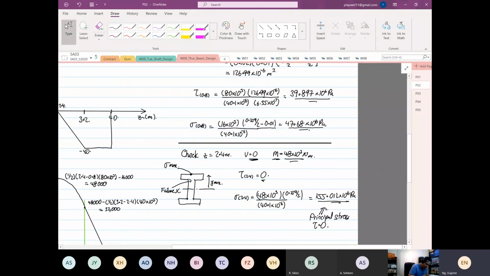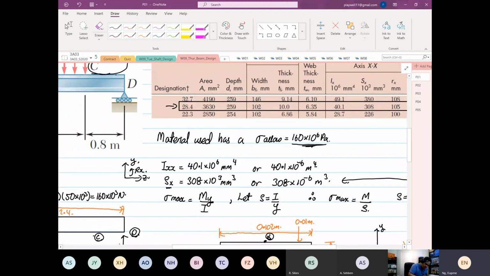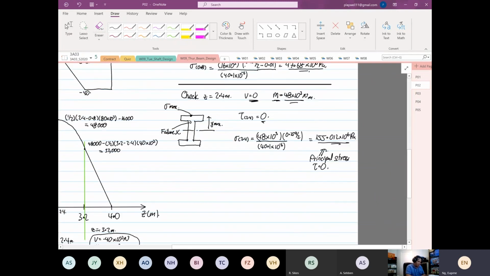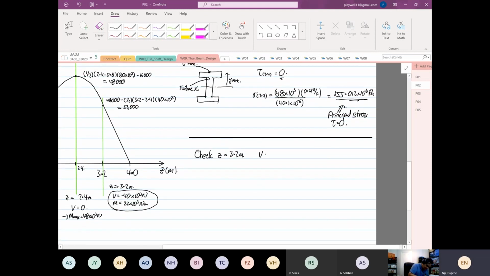When we started our question, we said the stress that the structure is able to withstand, the allowable, is 160. So 155 is pretty close, right? Now the next one we're going to check is where Z is equal to 3.2 meters. And now your V is equal to 40 times 10 to the power 3, and your M is equal to 32 times 10 to the power 3 Newton meter.